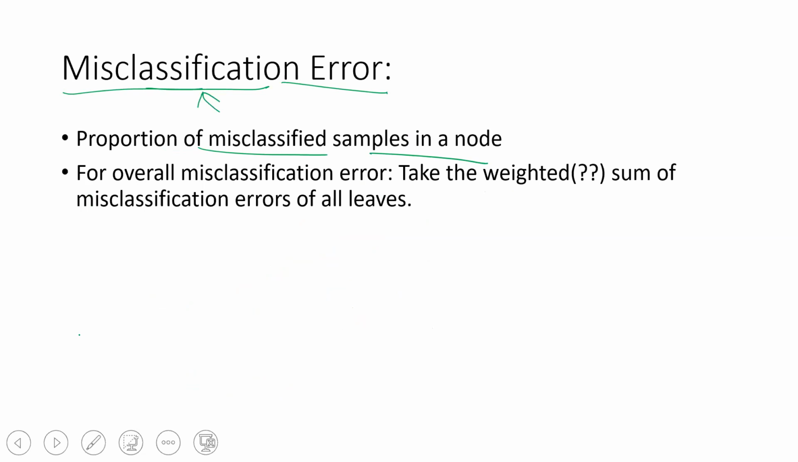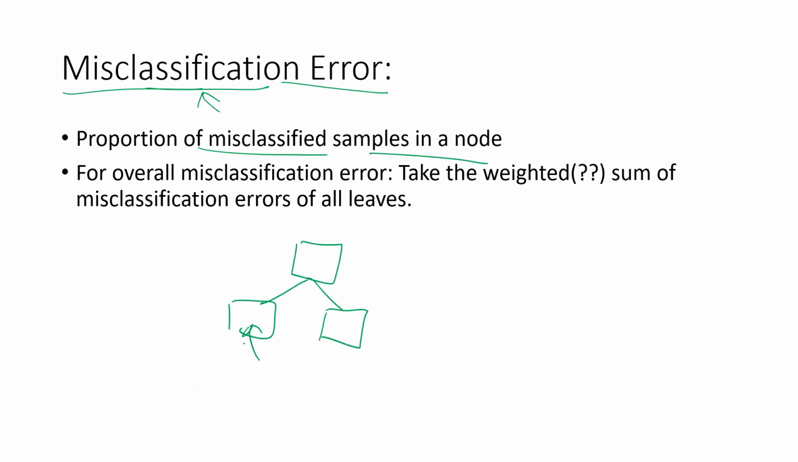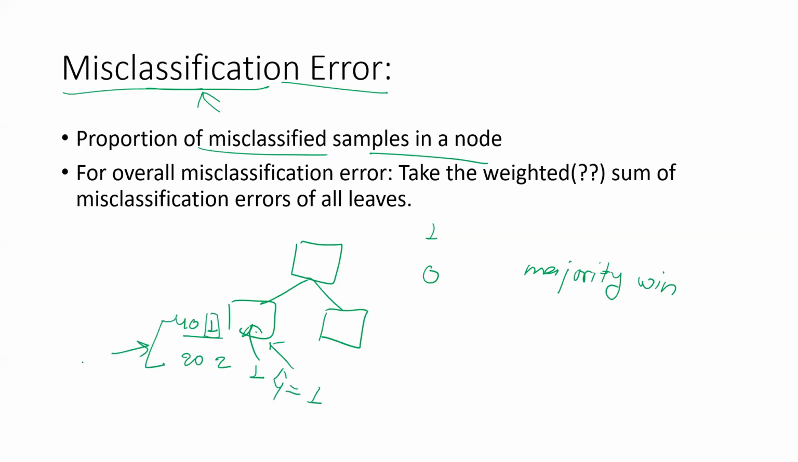Let's say you have split this node and you are making a prediction here. The prediction here is class 1, and you have class 1 and class 0. Here it was 40 from class 1 and 20 from class 2. So what will be the prediction here? For classification, majority wins. The majority class is the prediction class. Here the majority are class 1, so the prediction here will be class 1. All those examples here are predicted to be in class 1.